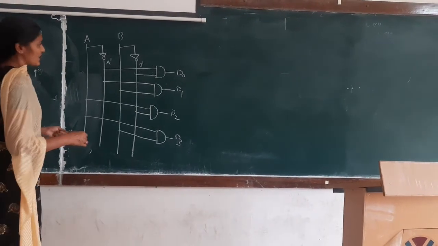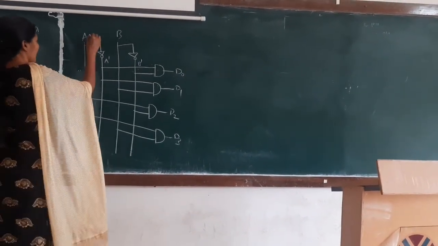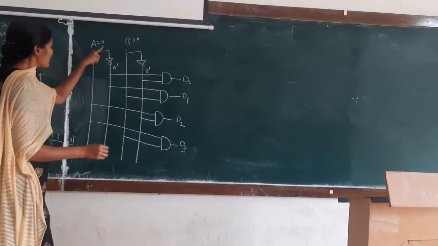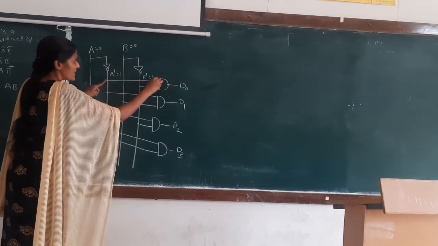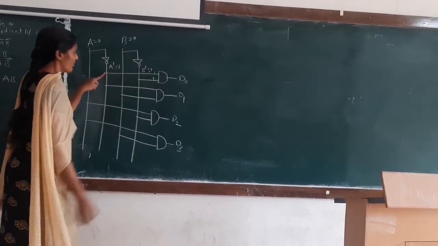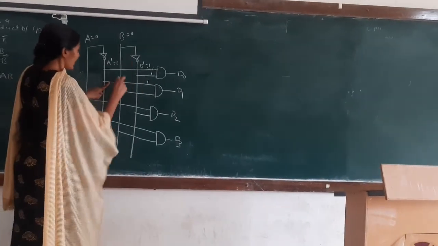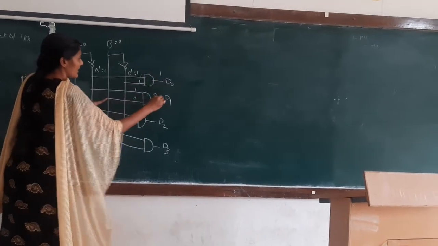Let us take an example to satisfy the truth table. For example, A equal to 0 and B equal to 0. If A equal to 0, what is A dash? A dash will be 1. And B equal to 0, B dash will be 1. That means it takes 1. Here also 1. And what is the line here? That is 0. So 1 into 0 means 0.